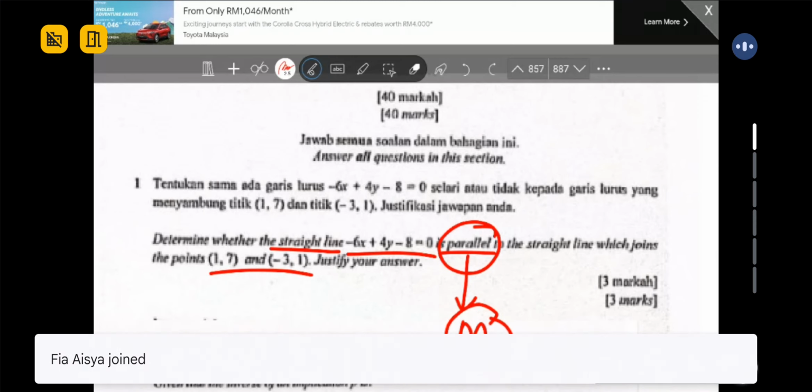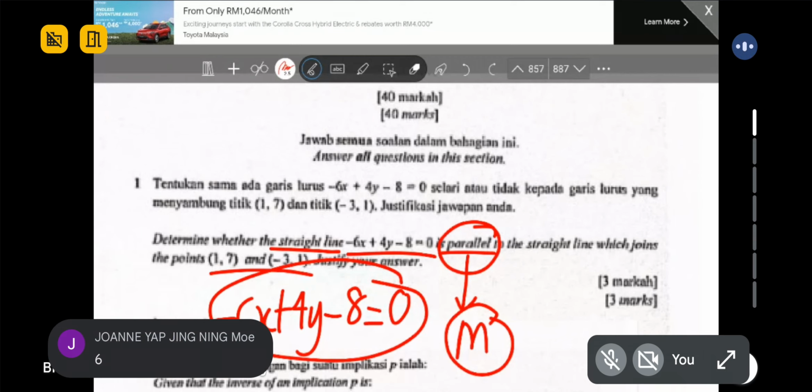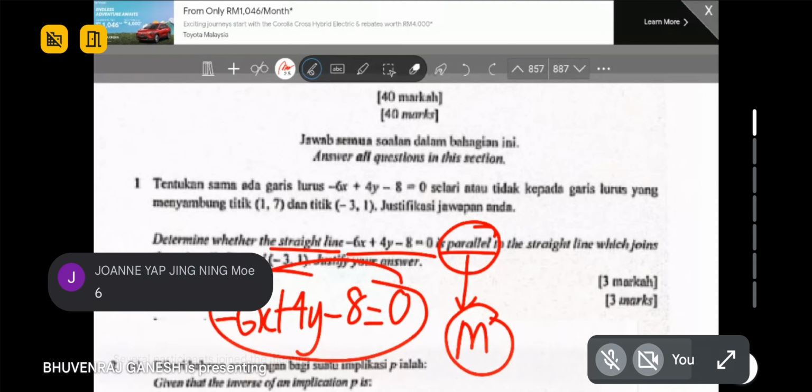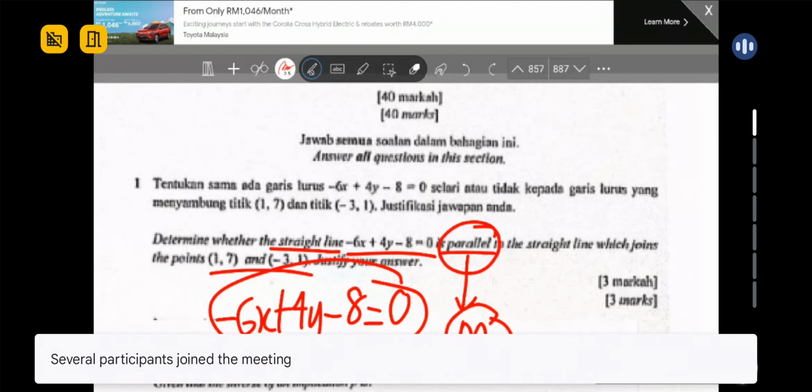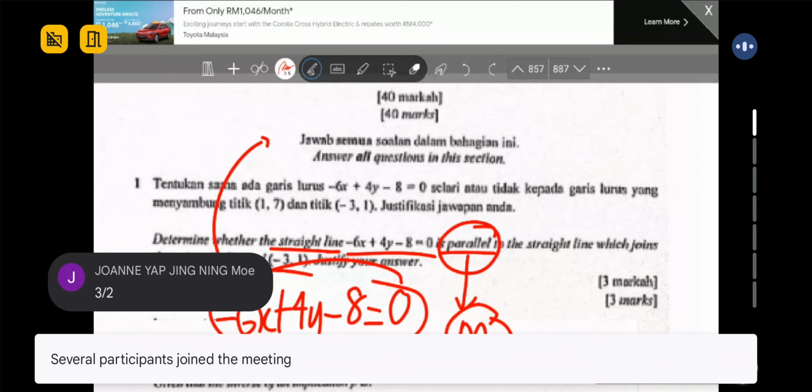Okay, so guys, if you focus on this equation, negative 6x plus 4y minus 8 equal to 0. Okay, what is the gradient of this line guys? Can you all tell me? Apa kecerunan garis ni? Anyone? Wrong. Okay, cannot direct see guys. Tak boleh tengok kecerunan secara terus. You must see step by step. Okay? So what is the gradient here guys?